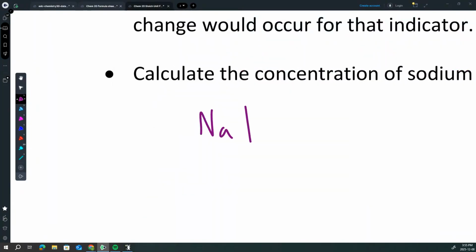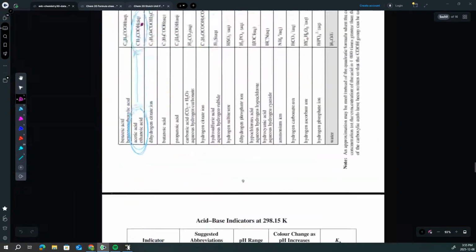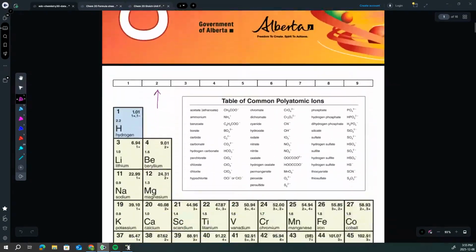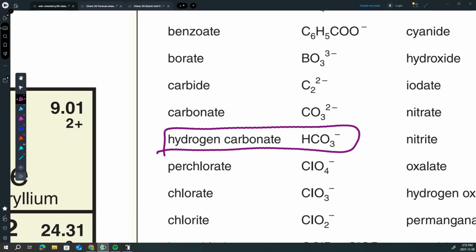So sodium hydrogen carbonate. Now what I'm going to do, the same as last time, I'm going to color code the cation here. Right, so one thing I want you guys to be aware of is if we go to our periodic table and look at list of polyatomic ions, you're going to see hydrogen carbonate here. So let's see, right there. Okay, so hydrogen carbonate, you treat that as the polyatomic ion it is, and it's being paired with sodium.